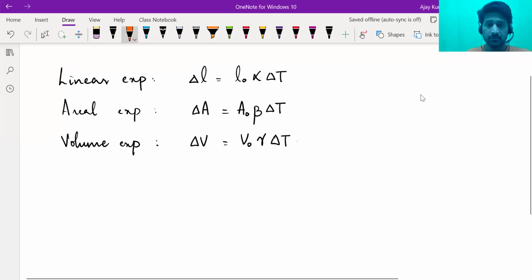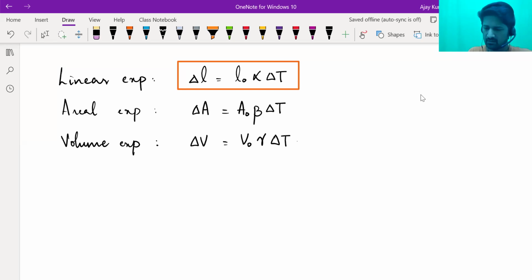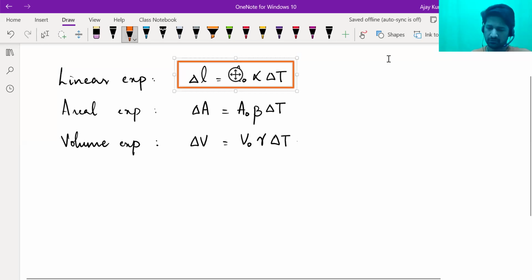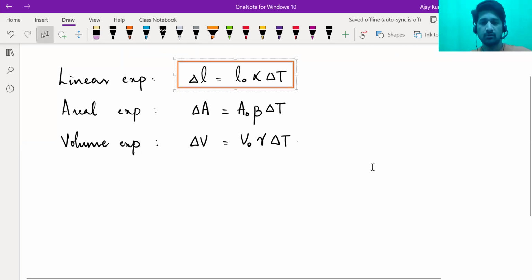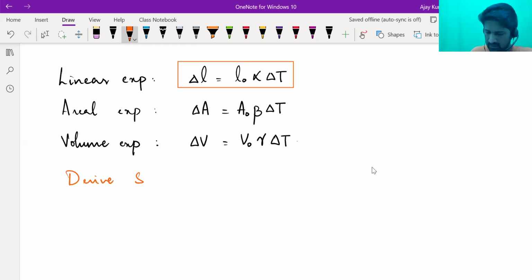Okay. From the first formula for thermal expansion, delta L is equal to L naught alpha delta T, where delta L is the change in length or linear expansion. L naught is the original length. Alpha is the coefficient of linear expansion. Delta T is the change in temperature. So based on this formula, I want you all to derive the SI unit and dimensional formula of alpha.